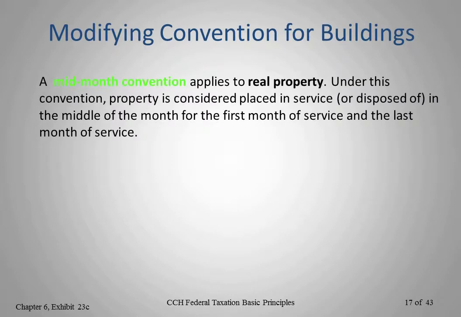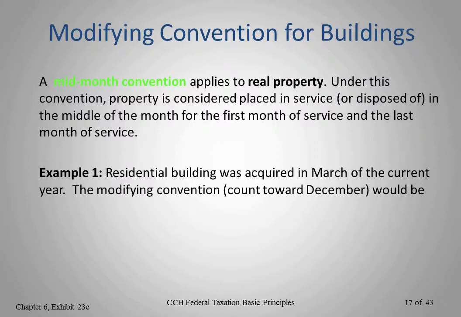Modifying convention. This is just an adjustment to your first year and your year of disposition. That is a one-size-fits-all. So for buildings, it's going to be a mid-month convention, which means you lose 1/2 a month of depreciation in the year you place in service, and you lose 1/2 a month in the year of disposition. So here's an example.